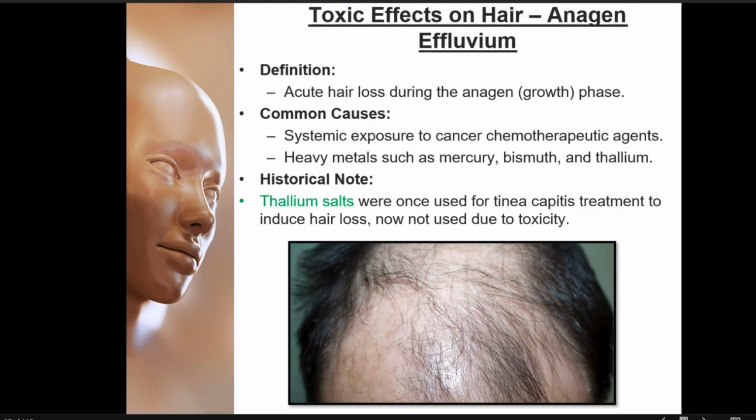A historical example: thallium salt was once used for tinea capitis. So previously thallium salts were used for the treatment of tinea capitis, and it caused hair loss. Due to this toxicity, nowadays people are not using thallium salt for the treatment of tinea capitis.